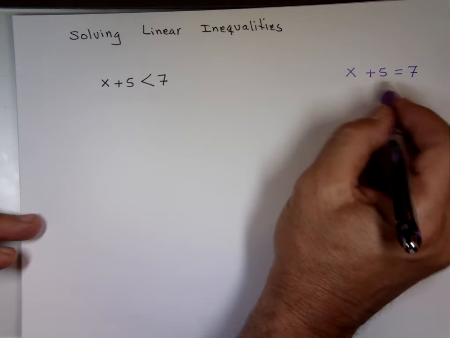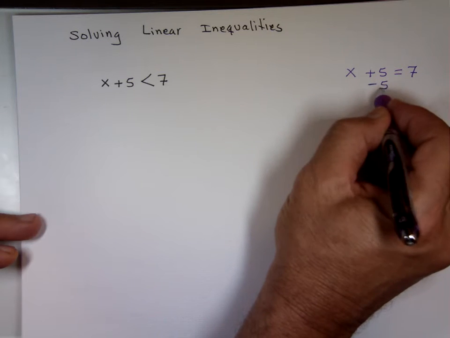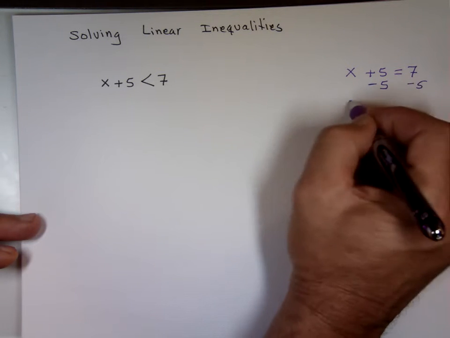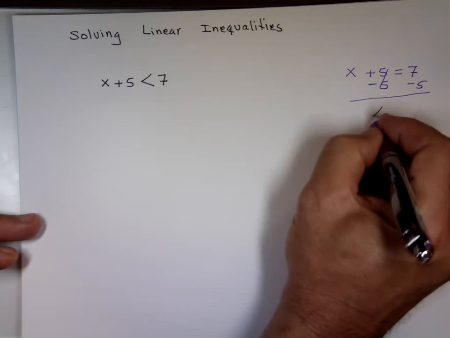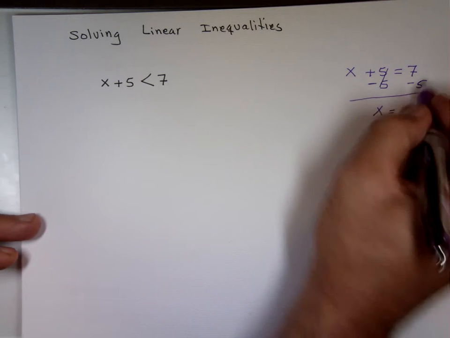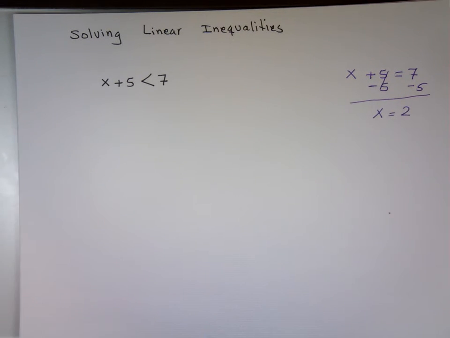You need to subtract the 5 from both sides, or move it to the right side and change the sign, right? So if you do that, you'll have x equals what? 7 minus 5, which is 2. Well, guess what? We're going to do the same thing here.